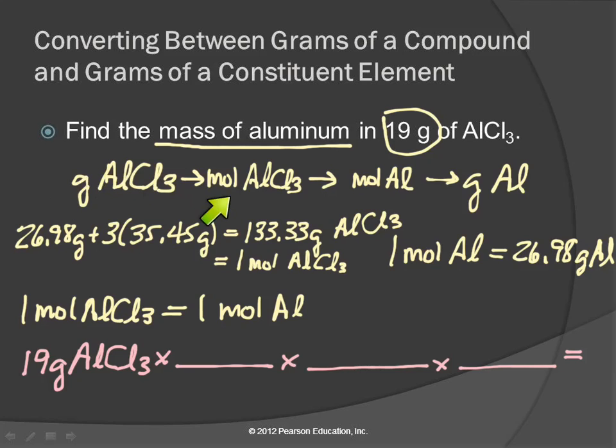Grams of aluminum chloride to moles. So my unit in here is moles of AlCl3. You see what I'm doing? And then this one is next. Moles of aluminum. And then at the end, I've got grams of aluminum. Grams to moles to moles to grams.